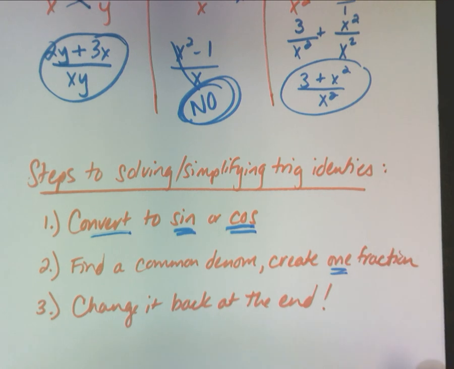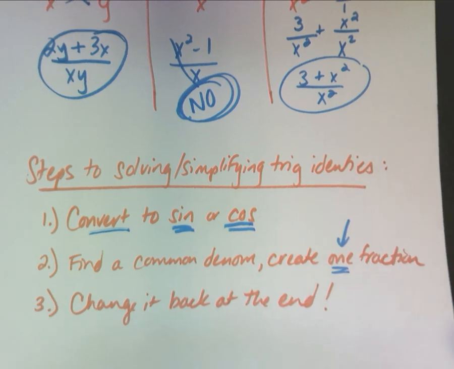It's going to be maybe a complex fraction, like a fraction over a fraction. I still want it to be one fraction. One fraction is your goal. At the very end, you change it back to an original form, which we'll talk about in this last step here. Change it back at the end.